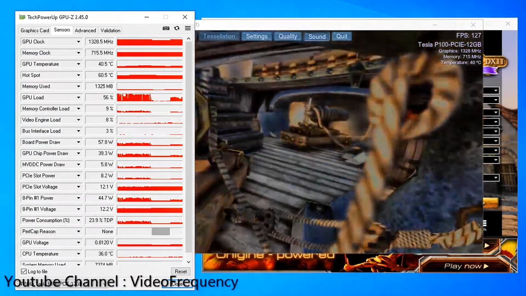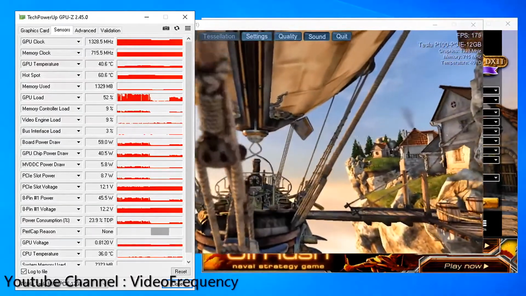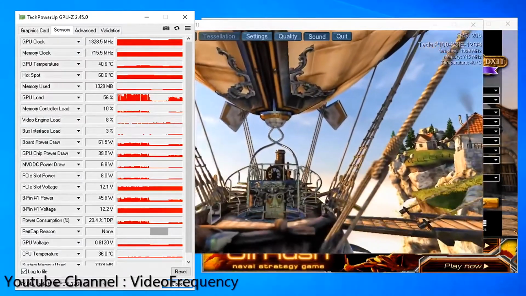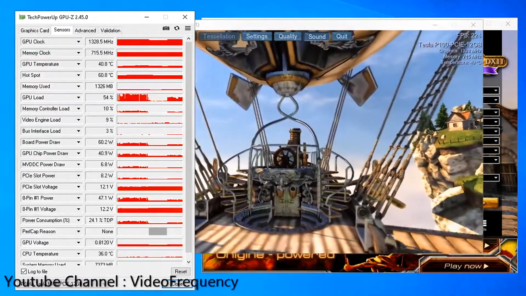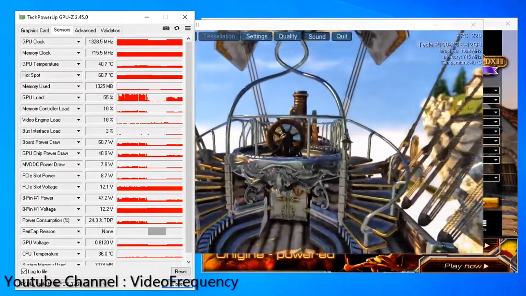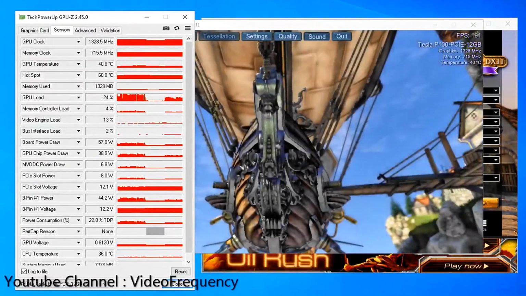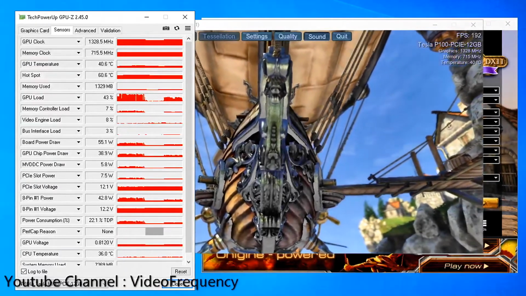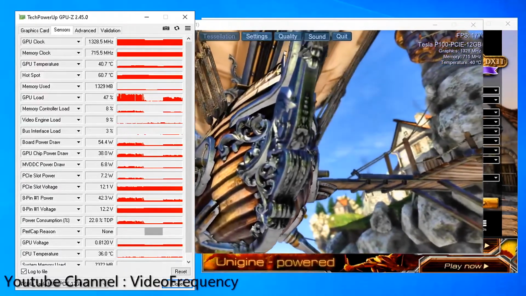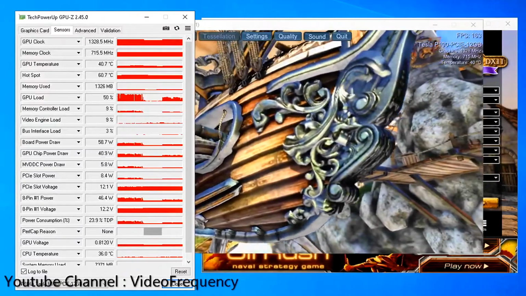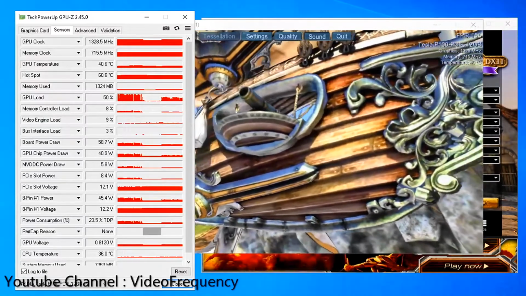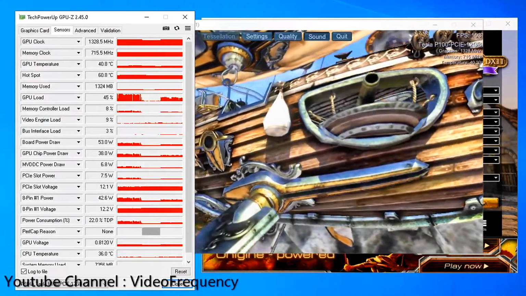Power consumption, only 60 watt draw on the power. It's only using 23% of its maximum factory set power draw, which is crazy. This is the 12 gigabyte version of the P100. They also have a 16 gigabyte version, which I've got on order.